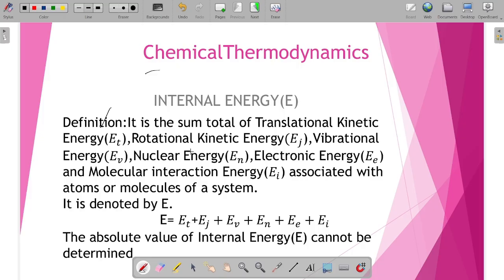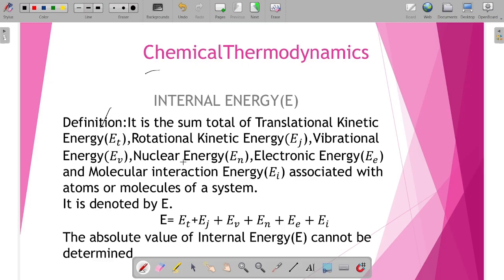Rotational kinetic energy means atoms and molecules are rotating about their own axis during the motion, so they have some rotational kinetic energy. Vibrational energy means, in case of a solid system, the atoms or molecules are located at a particular point inside the bulk of the material, and they travel to and fro. That is called vibrational. That is one type of periodic motion.